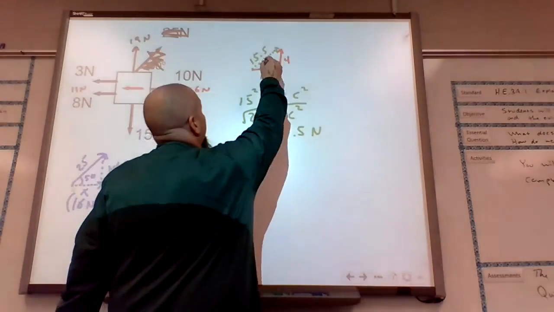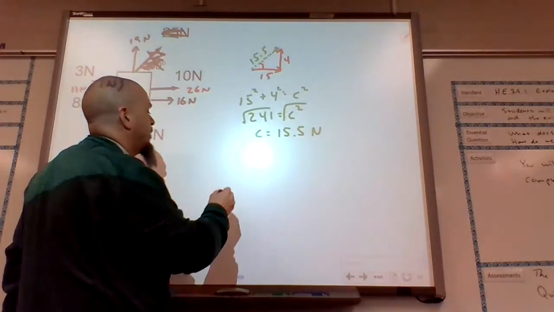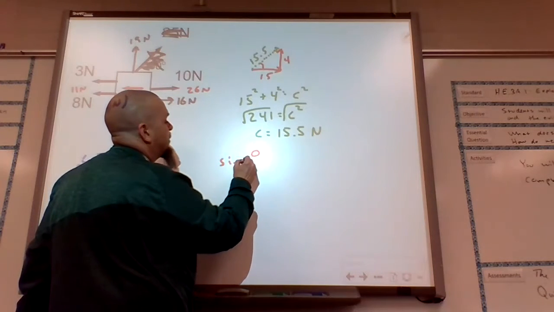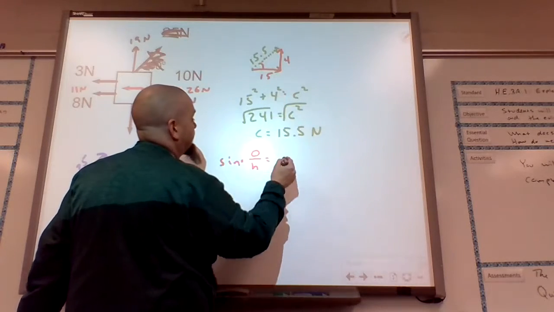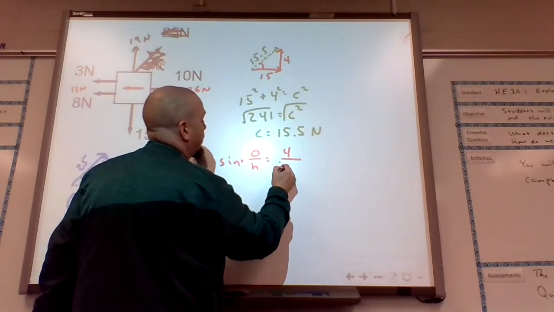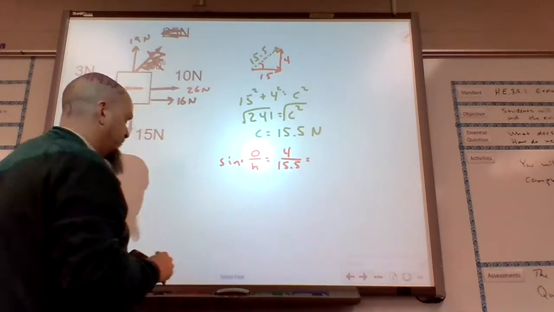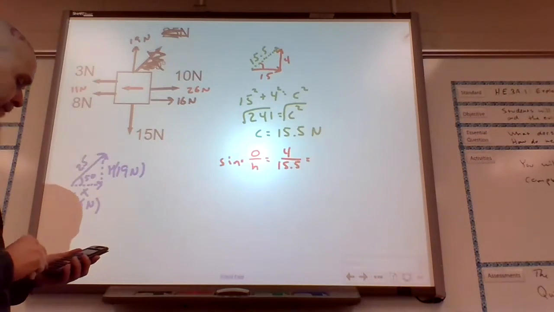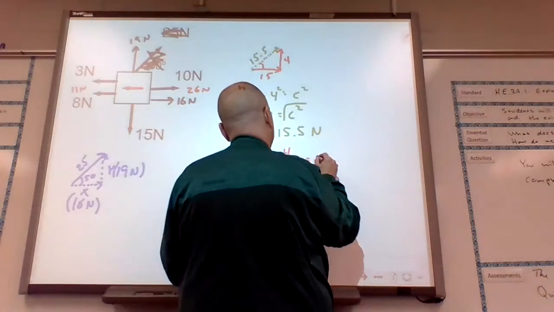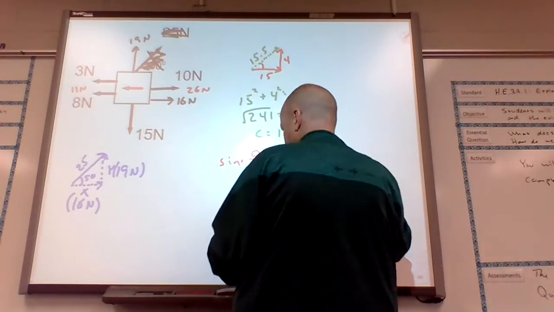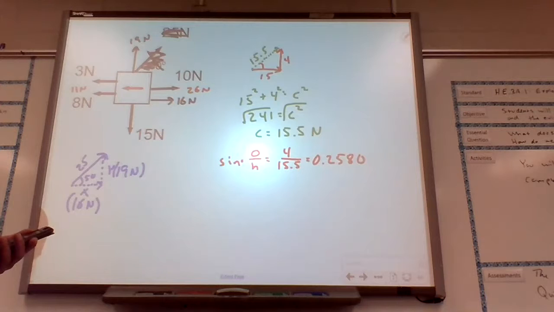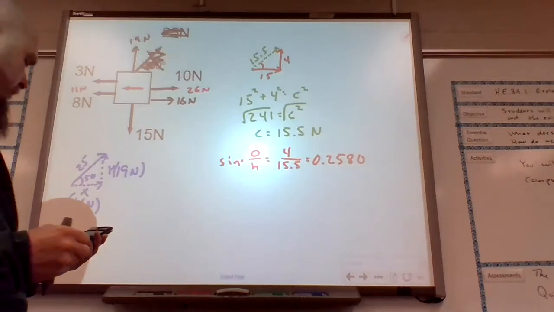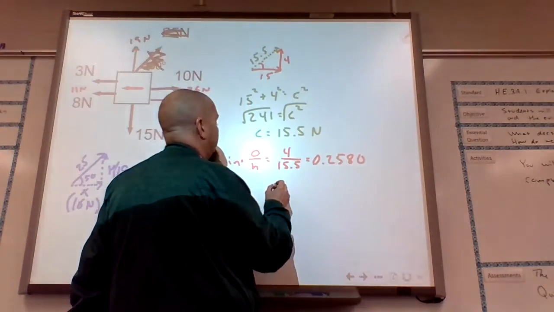Going all the way to finding the angle here, I'm going to use sine. Sine is opposite over hypotenuse. Opposite of this was 4. Hypotenuse is 15.5. 4 divided by 15.5 is 0.258064561. It goes on. Then I'm going to take the inverse sine of that number. And my angle is 14.9 degrees. Let's call it 15 degrees.